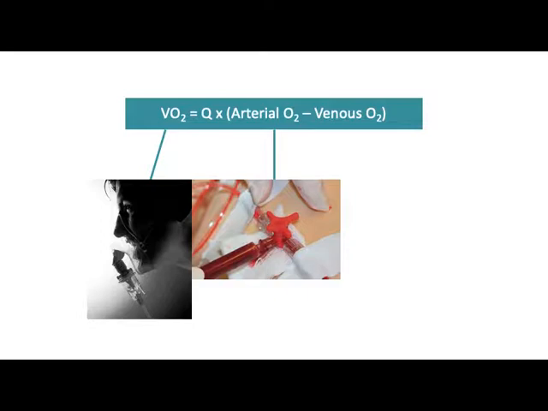Where do we get venous oxygen? Arterial oxygen, we can sample any artery. Venous oxygen, can we sample any vein? No. That's correct. You did shake your head no, right? Yes. Why did you say no? Because different tissues require different amounts of oxygen. Absolutely correct. Different tissues have different metabolic rates. They will extract different amounts of oxygen.